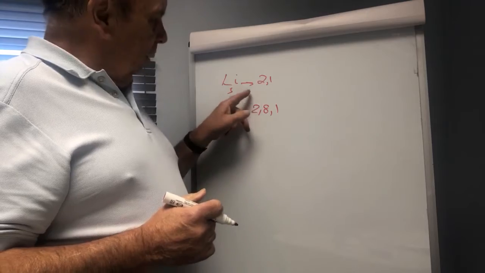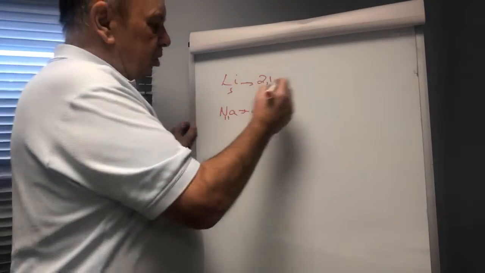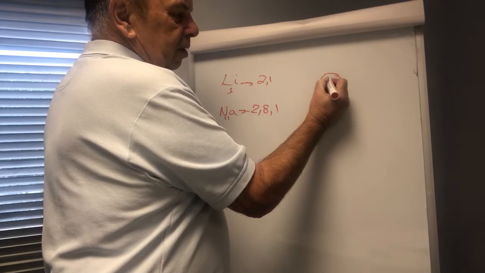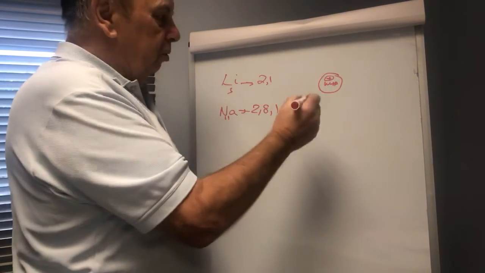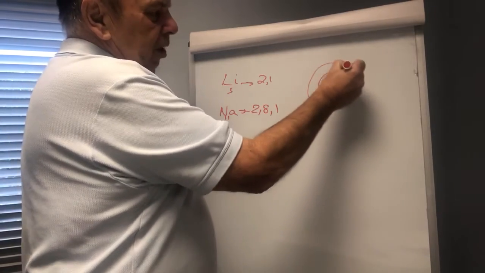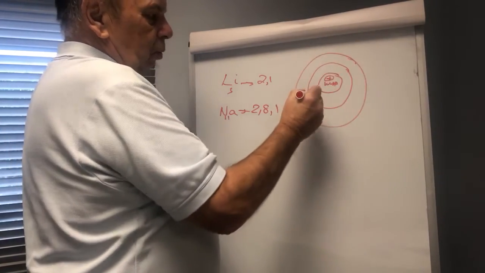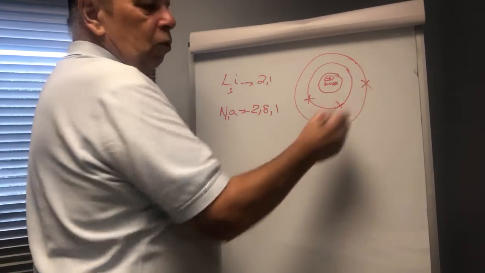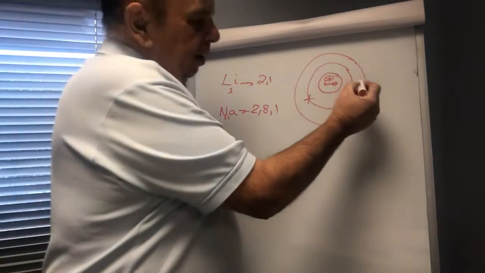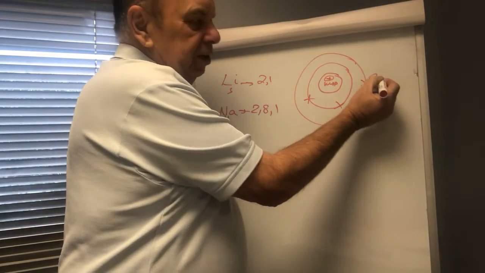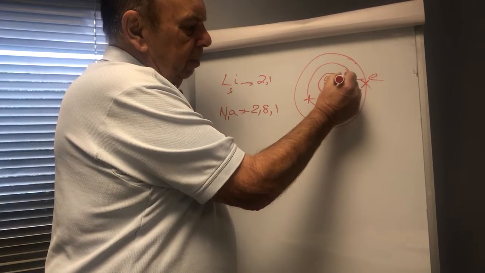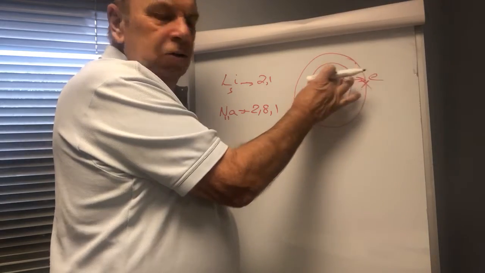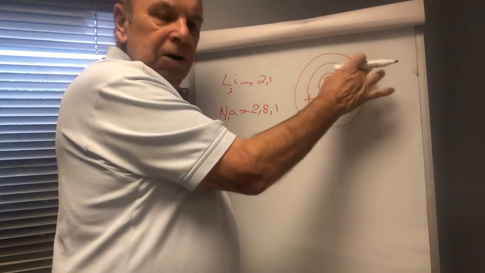Let's look at the electronic configuration of lithium. There's the nucleus, which is positive. It contains neutrons and protons. And in the first electron shell, we've got 2 electrons. And in the outer shell, we've got 1. That electron is negatively charged, and you can see it's quite strongly attracted to the nucleus, plus and minus.